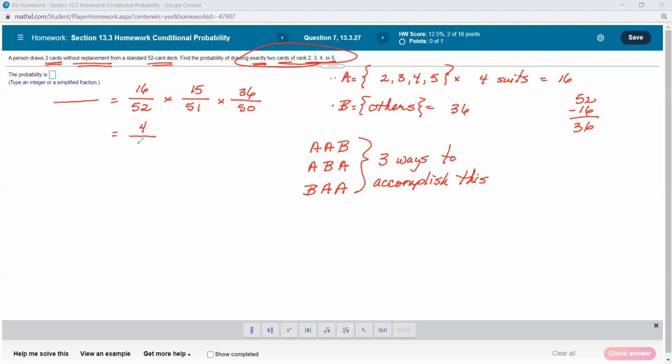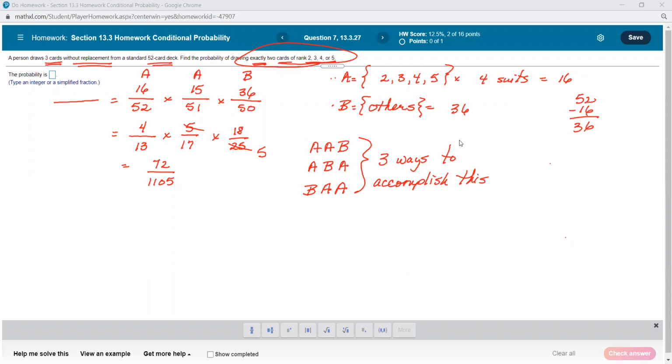Let's do it this way. This is 4 out of 13. There's 5 out of 17. 18 out of 25. How else can we reduce this? Well, let's see. 5 goes into 25 5 times. We're looking at 4 times 18 over 1105. Now, this is the probability of getting a card from the set A, another card from set A, and then a card from set B. 72 out of 1105.